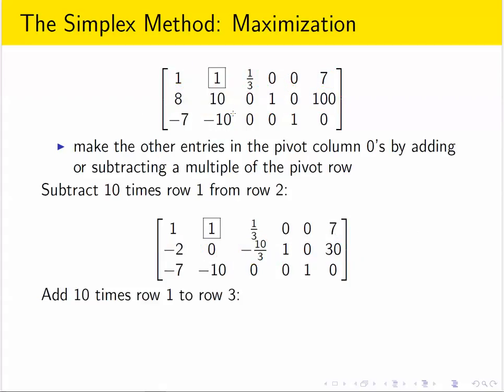So go through the same process again to make this entry a 0. But this time we're adding 10 of the pivot rows to get the right cancellation.